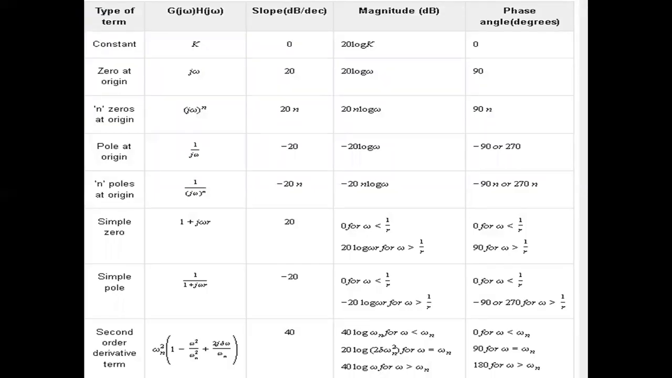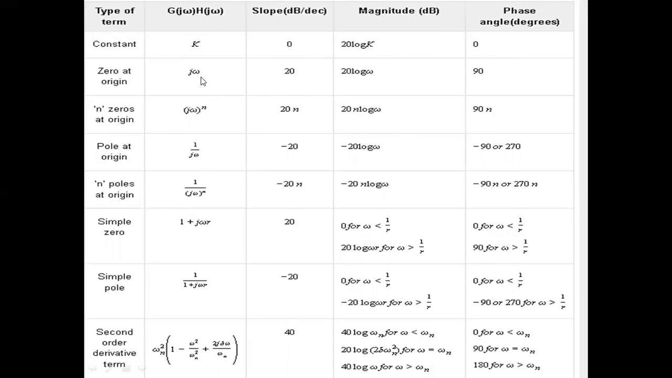And here, this table gives an idea of which factor will contribute the slope at each corner frequency. So here, suppose the G(j omega) term consists of K only, that is a constant term. It will contribute 0 phase angle and its magnitude is 20 log K. And the change in slope will be 0.